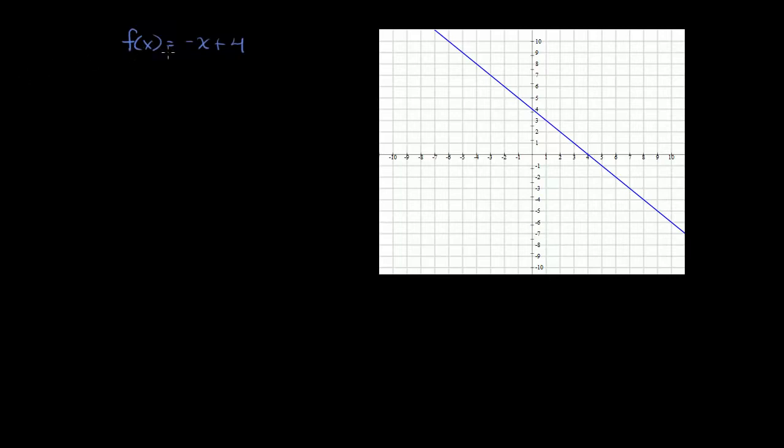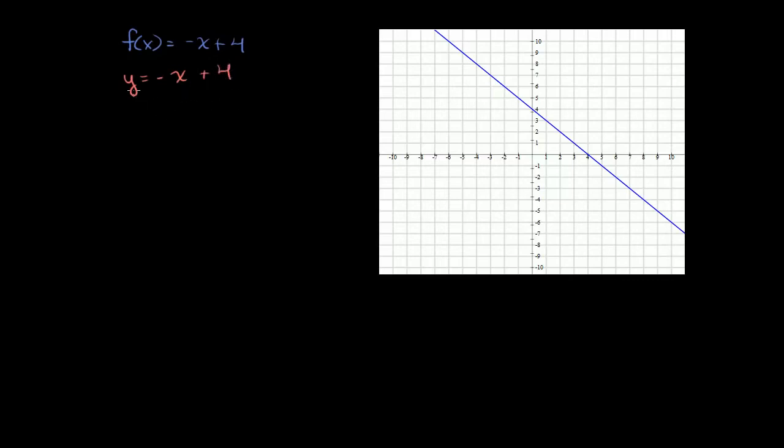So we have f of x is equal to negative x plus 4, and f of x is graphed right here on our coordinate plane. Let's try to figure out what the inverse of f is. To figure out the inverse, what I like to do is set the variable y equal to f of x, or we could write that y is equal to negative x plus 4.